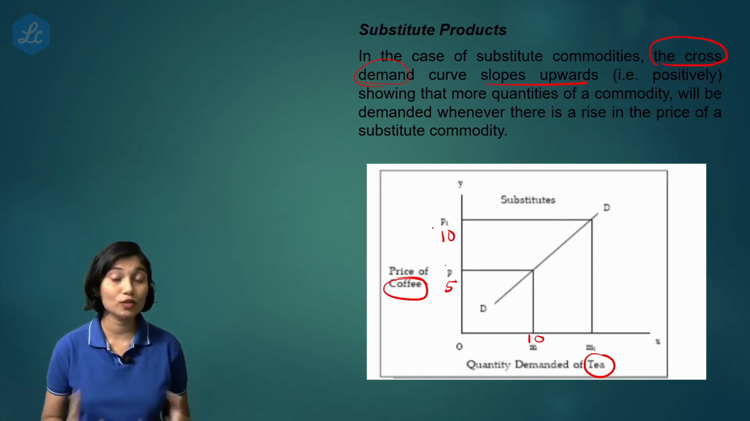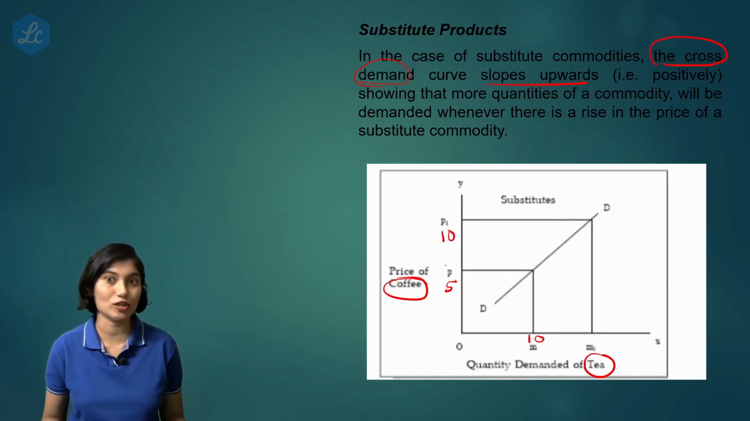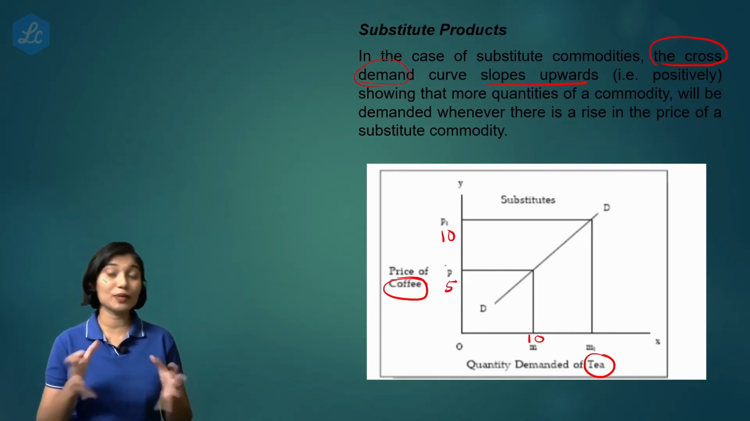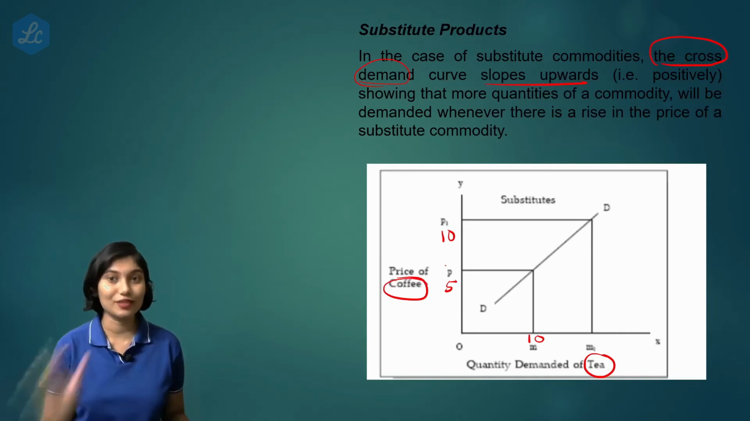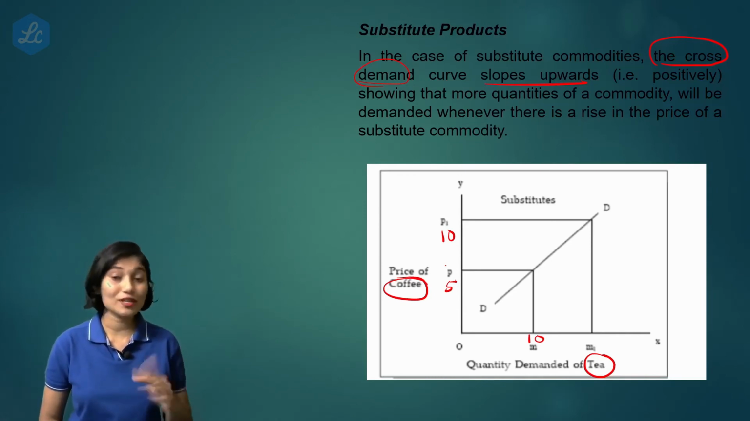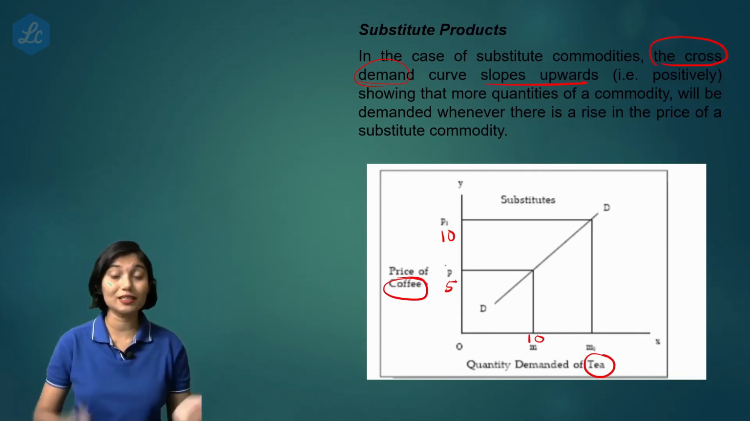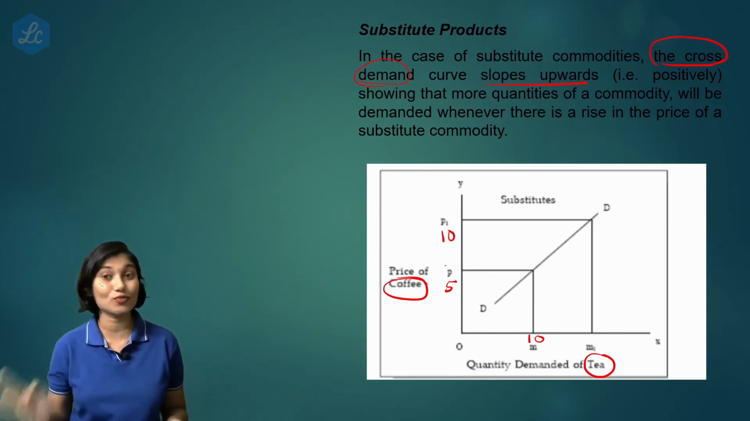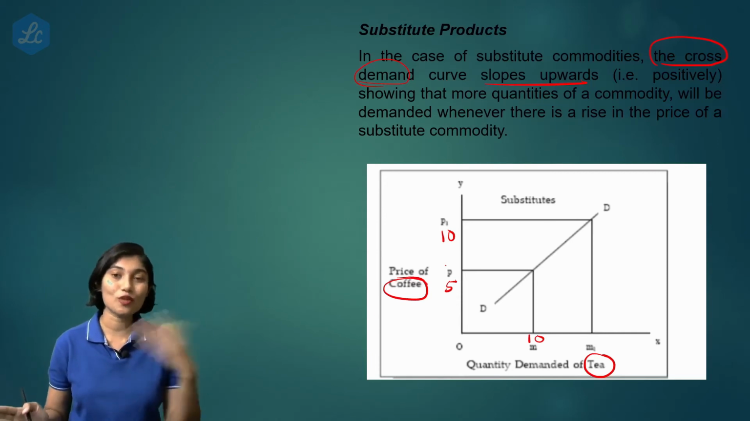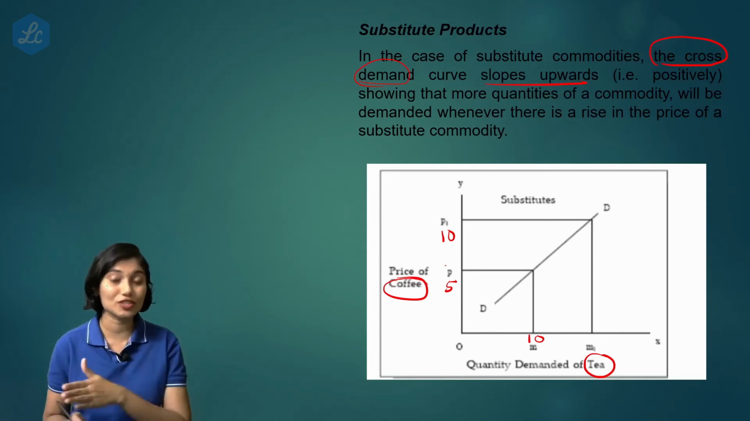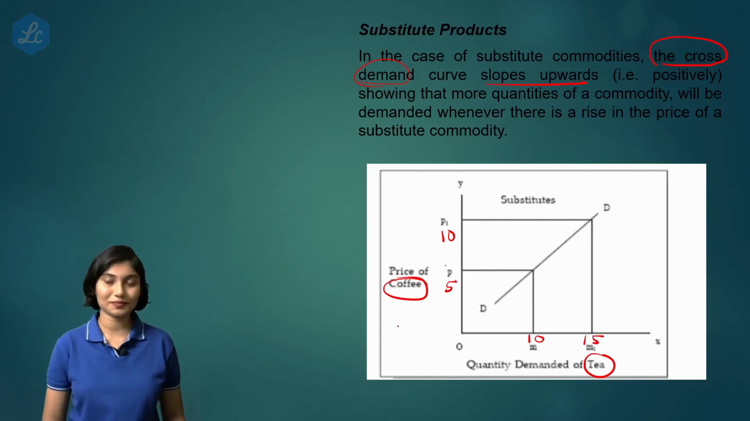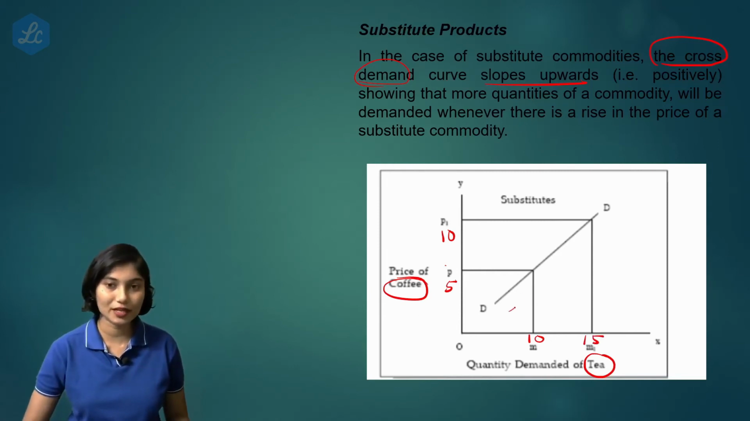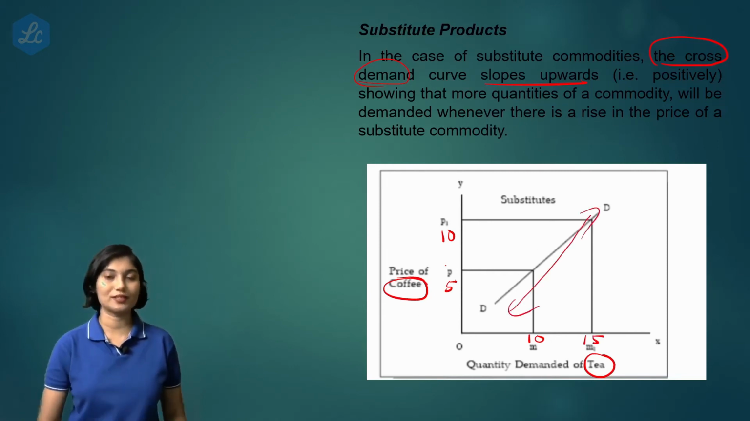What has happened now? Coffee is costlier. So there are chances that people who were earlier drinking coffee may stop drinking coffee and prefer tea. Right? So what is happening? When the price of coffee is increasing, the demand for tea increases. Why? Because people have shifted from coffee to tea. They prefer to purchase tea. They prefer to drink tea. So that is why the quantity demanded of tea has increased now to 15. Okay. So what happens? The demand curve slopes upwards.